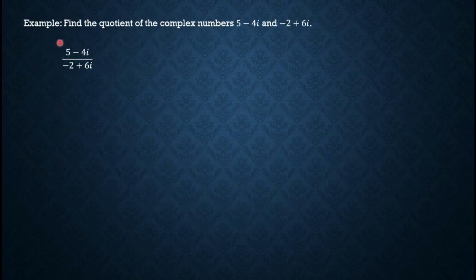So, another example, find the quotient of the complex numbers 5 minus 4i and negative 2 plus 6i. So, this is the given. Find the quotient.